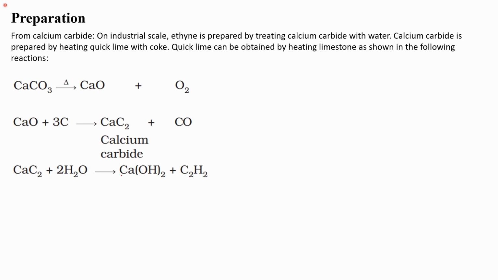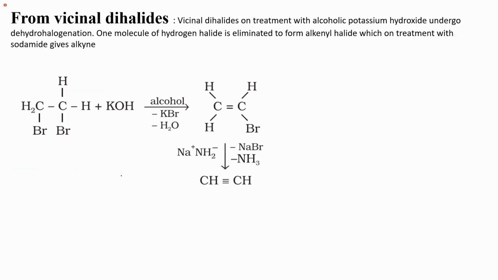Then it will give calcium carbide. Then the calcium carbide will again react with the water molecule, and finally it will give acetylene and calcium hydroxide. Okay, so we'll stop here. And the other thing, let me finish this one example, how to synthesize the alkyne moiety.